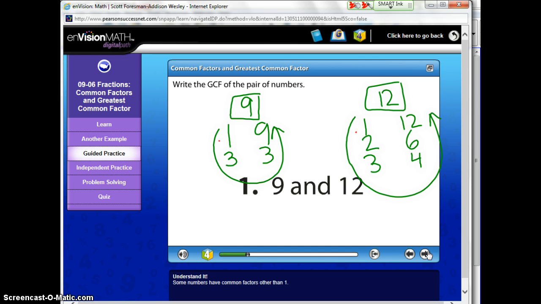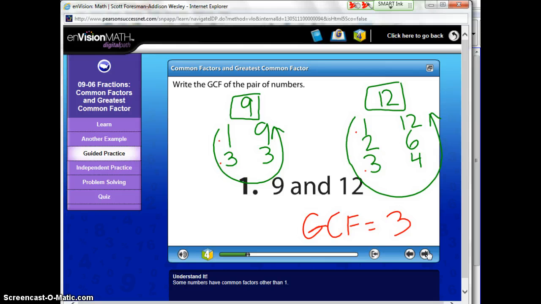They both have a 1. They both have a 3. Is that it? So now, what is the greatest common factor? The greatest number that they both have in common? Aaron? It is. It's 3. That's it.